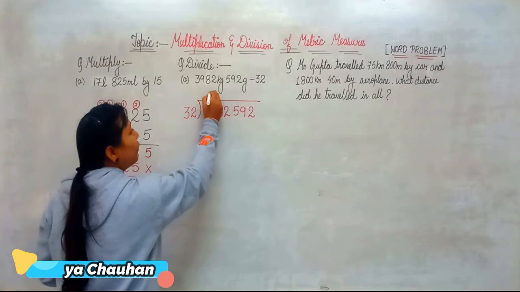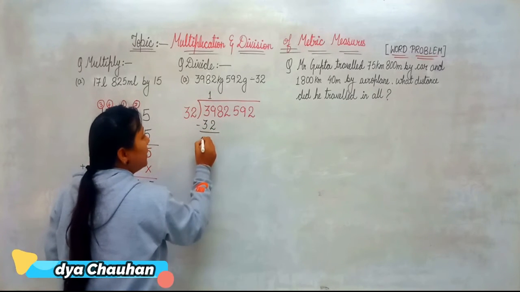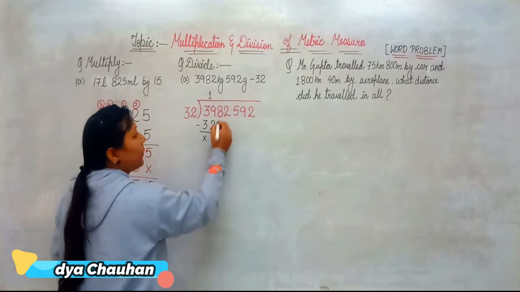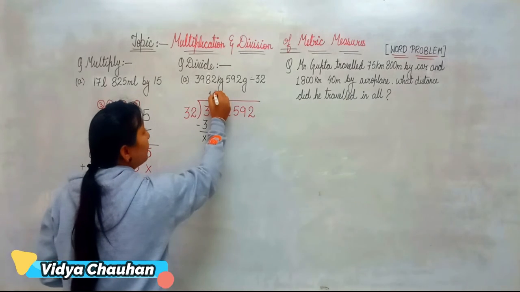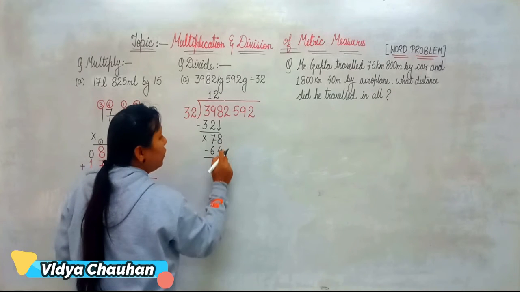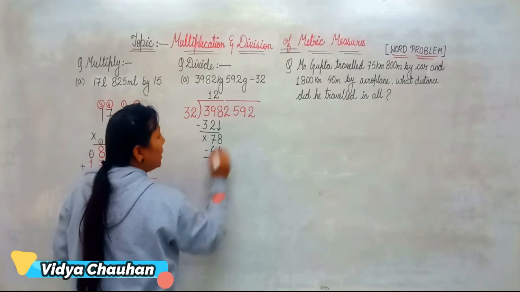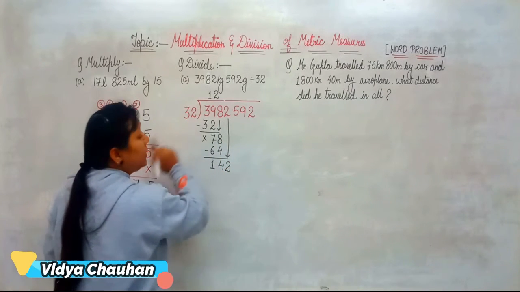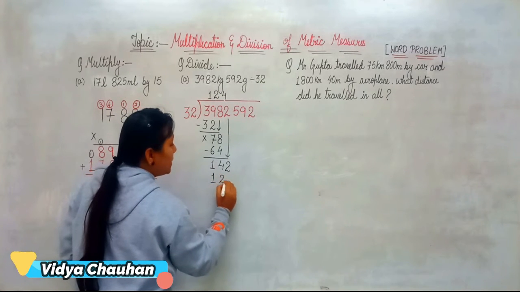So let's start performing the division now. Now 32 ones are 32. Then subtract the value. 9 minus 2, 7. 3 minus 3, 0. Then let's bring down this 8. 32 2s are 64. Subtract the value. 8 minus 4 is 4. 7 minus 6 is 1. Bring down the next digit, which is 2. Now 32 4s are 128.